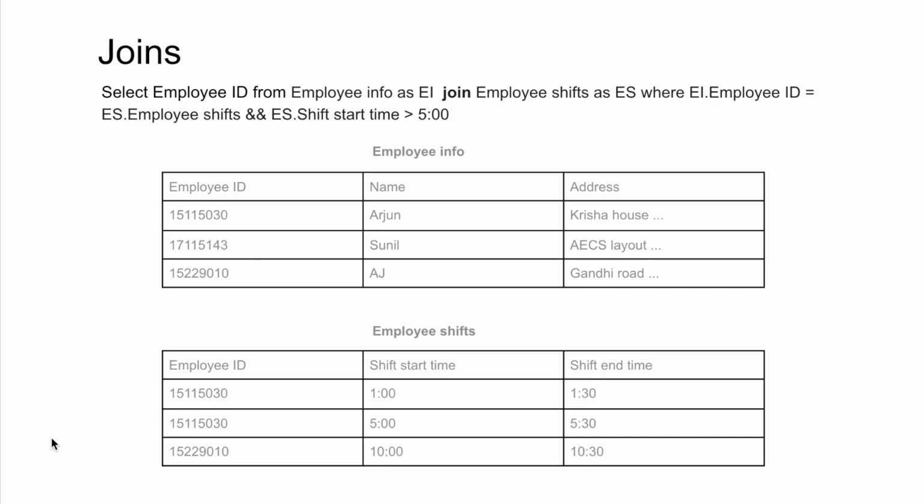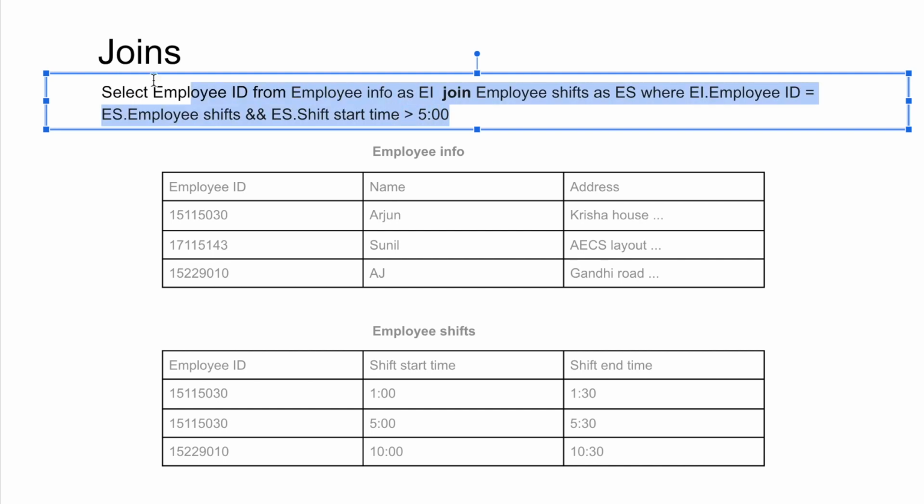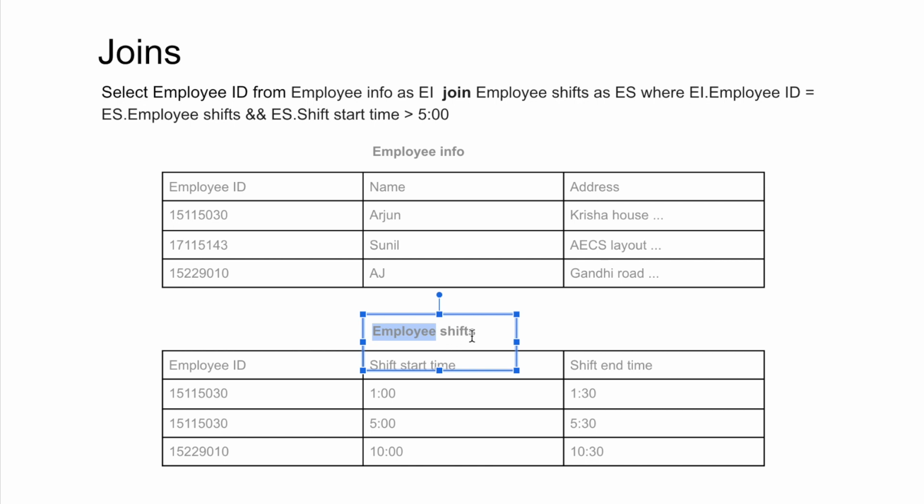So, NoSQL databases are inefficient for joins. For example, we have a query here. This is a SQL query for joining the employee info table and this employee shifts table to get some information based on some condition. For a NoSQL database, such a joining query would be very difficult. Hence, SQL databases are preferred in cases where you need to save these tables separately and join information later on.